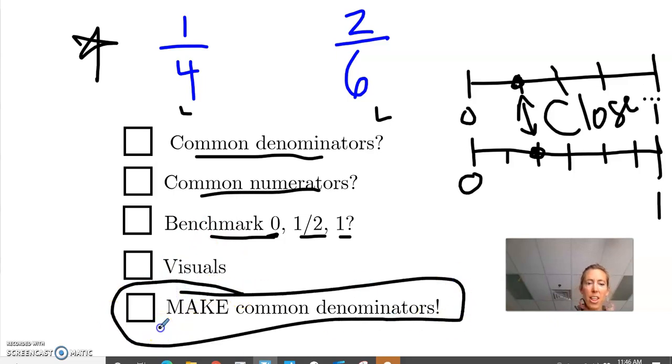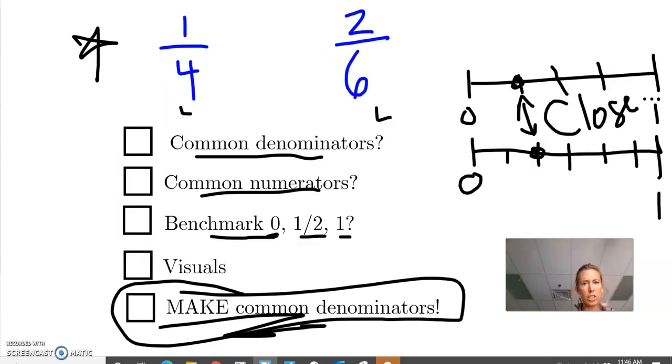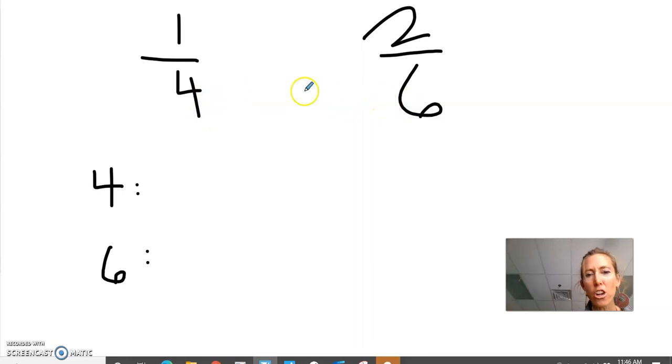And that is called making your denominators the same, or common denominators. So I am going to have to look at 1/4 and what's the other fraction? 2/6. And I have to try to make those denominators the same. In order to make them the same, I'm going to have to look at what's called the multiples of 4 and the multiples of 6 and see when are their multiples the same?